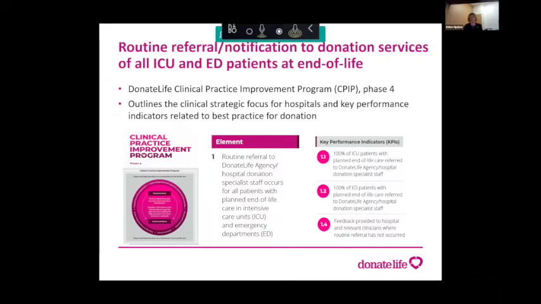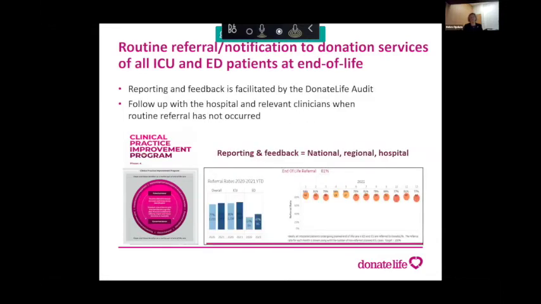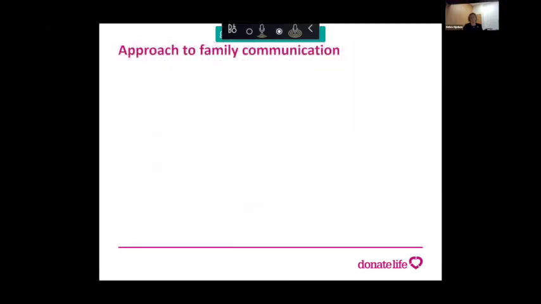We're up to phase 4, and we have these key best practice requirements that need to be embedded within the hospitals. Again, a lot of this is led and undertaken by the medical donation specialist staff, and then we report against adherence to these practices. So the reporting is undertaken by a retrospective audit of deaths, and when there's lack of adherence to these practices, again, the local medical donation specialist staff often follow up on a case-by-case basis, and they also share dashboard reports internally within the hospital.